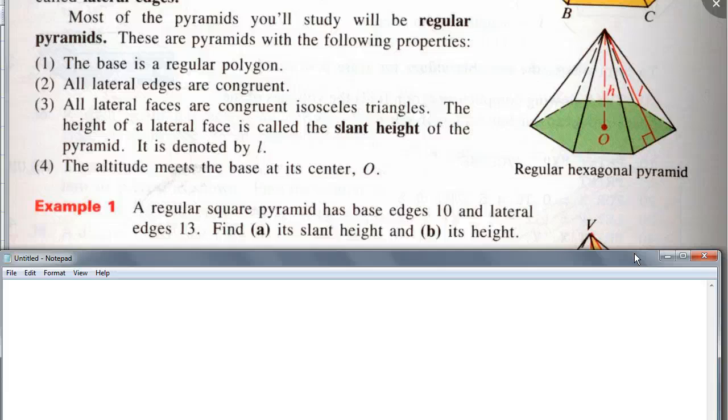And let me show you how to draw a pyramid. Okay, it's kind of easy. So first, let me show you. Hold on. Here we go.